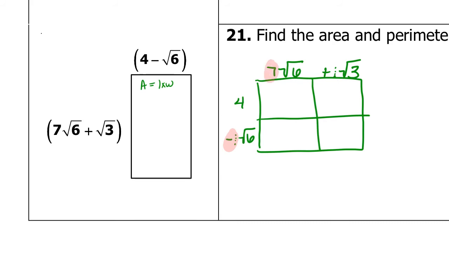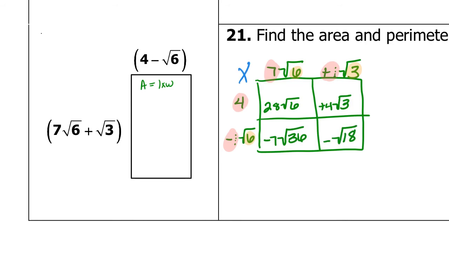Coefficients multiply the coefficients, and radicands multiply with radicands. So if I begin to fill in my box using multiplication, 4 times 7 is 28 with the square root of 6. 4 times 1 is positive 4 with the square root of 3. Negative 1 times 7 is negative 7, and 6 times 6 is 36. Negative 1 times positive 1 is negative 1 with the square root of 18.